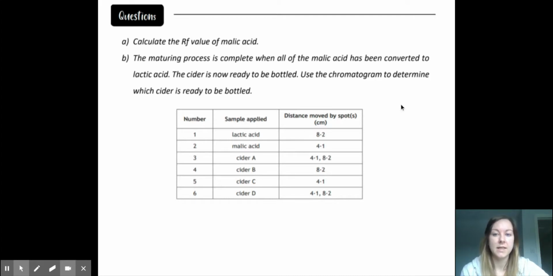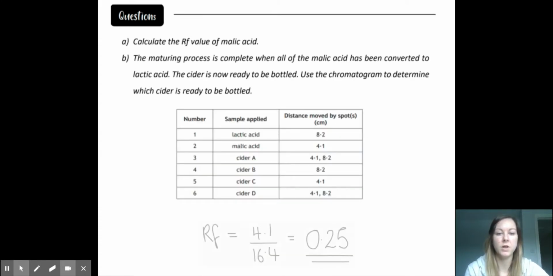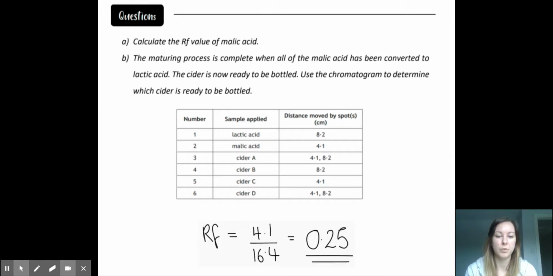Question A is asking us to calculate the RF value of malic acid. If we look at this table here, we have a distance travelled by the malic acid spot of 4.1. So to calculate this, we're going to do 4.1 divided by the distance moved by the solvent, which was 16.4, and that gives us a value of 0.25. So the RF value for malic acid is 0.25.